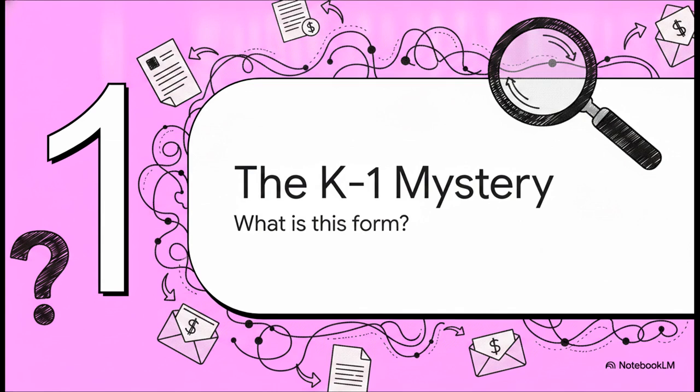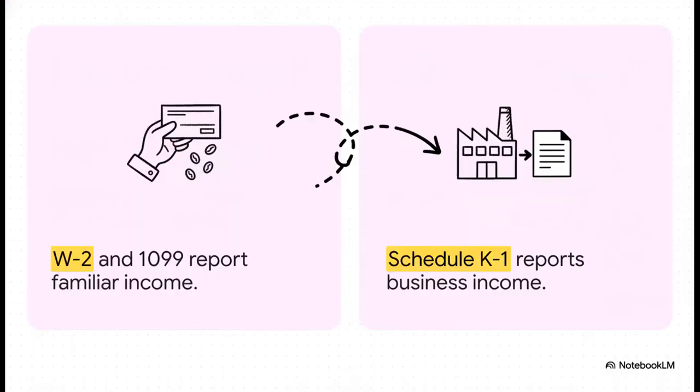The Schedule K-1 mystery. Let's uncover what this mysterious piece of paper actually does. So if you're an employee, you know the W-2. If you're a freelancer, you're definitely familiar with the 1099. But the Schedule K-1? It operates in a completely different lane. It specifically reports the income, losses, and deductions from businesses that you own a stake in. Think of it as a bridge. It bridges that critical gap between a business's internal ledger and your own personal 1040 tax return.